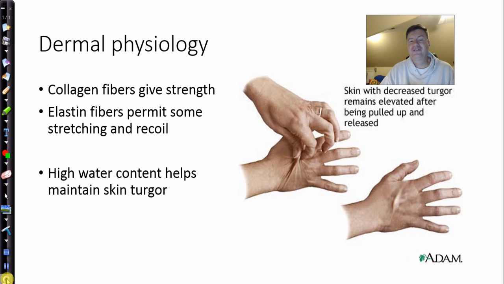Another piece of this skin, what's called skin turgor, is high water content. There's a lot of water in our dermal layers, and you can detect this with the pinching skin test. If you pinch the back of someone's hand and you still get this peak of tissue, that is, it doesn't go back down too well, that shows that person's probably dehydrated.